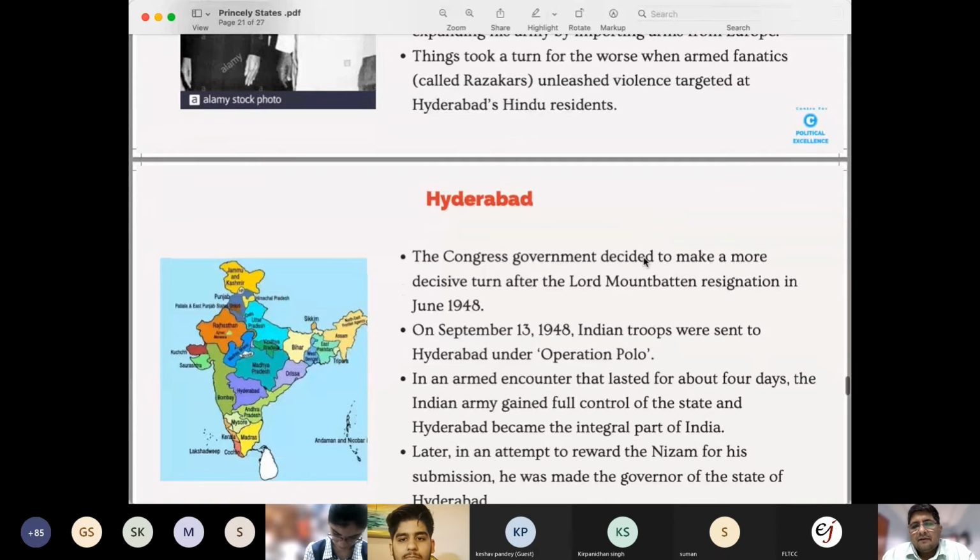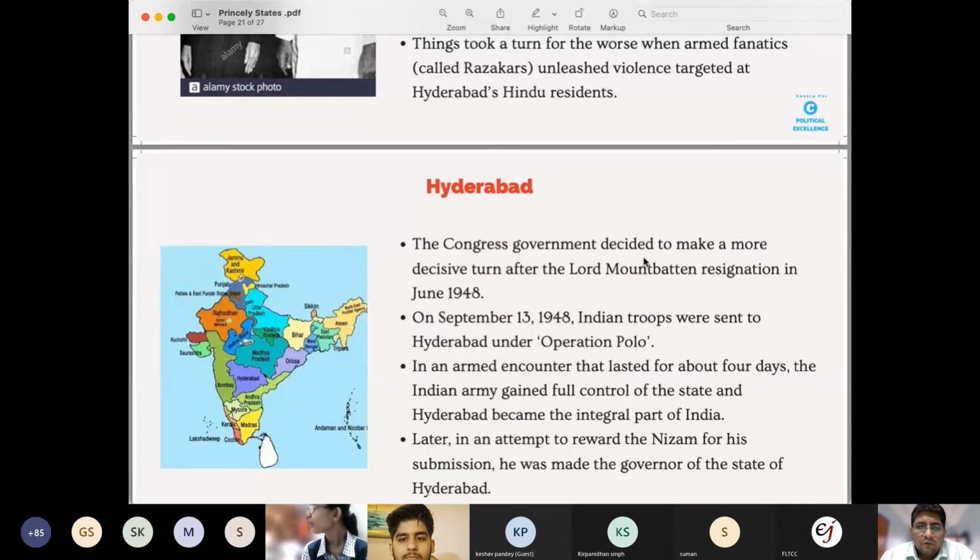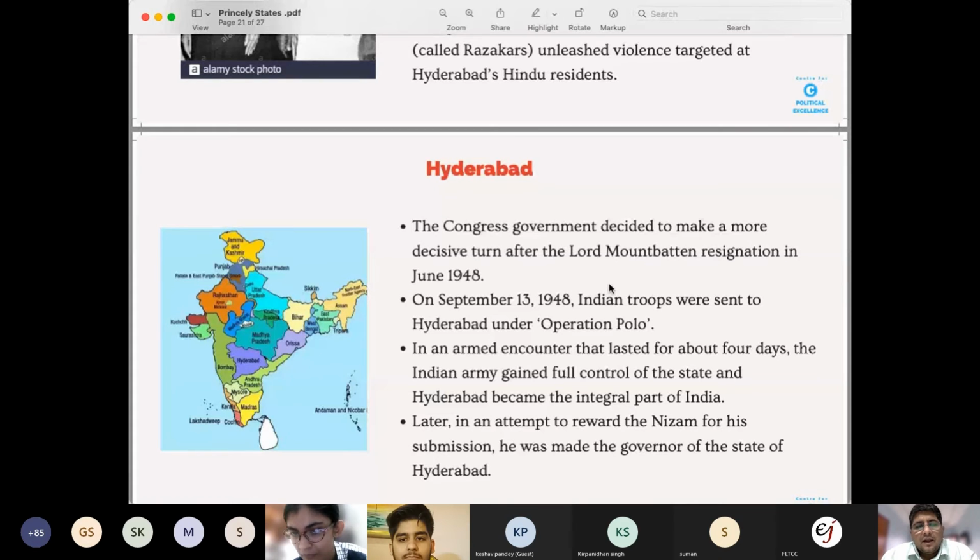Now, what happened ultimately? The Indian government decided that we need to move in, and by June 1948, Lord Mountbatten had also resigned as the last viceroy of India, and ultimately India decided that we need to act militarily by September 1948. One more reason India was not acting militarily during this time was that India had signed a standstill agreement. If you remember, in the initial pages of my presentation, I talked about something called a standstill agreement. Standstill agreement means whatever is existing, we will follow it. We will maintain the status quo until the princely state signs the instrument of accession. So that was also in place, but things took a different turn when Razakars came in from the Nizam's side, and ultimately India decided that it should act militarily.